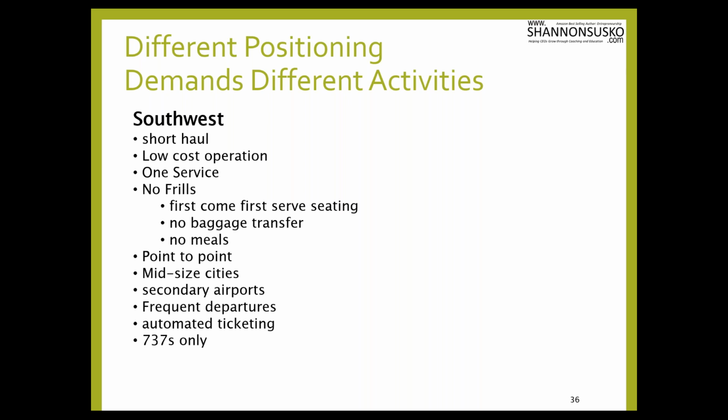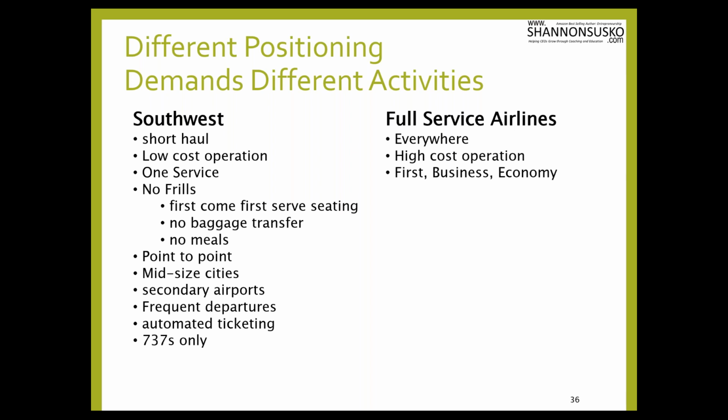Southwest was playing on a different curve than most of the full-service airlines. Where the full-service airlines focused on everywhere, Southwest focused on short haul. Where Southwest focused on low cost operation, the full-service airlines were very much high cost. Where Southwest focused on only one service, full-service airlines had first class, business class, economy, and so on. Where there were lots of frills, assigned seating, transfer baggage, and meals, Southwest decided upon no frills: first come, first served seating, no baggage transfer, no meals, and so on.